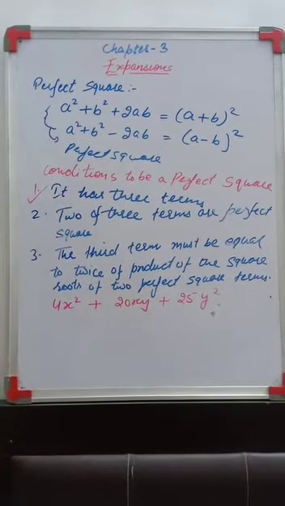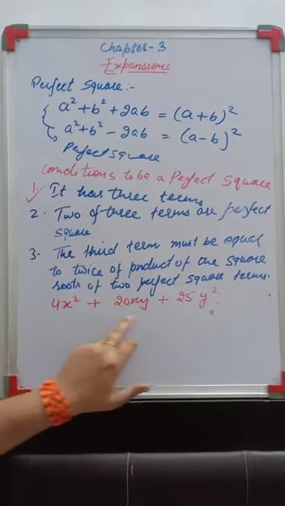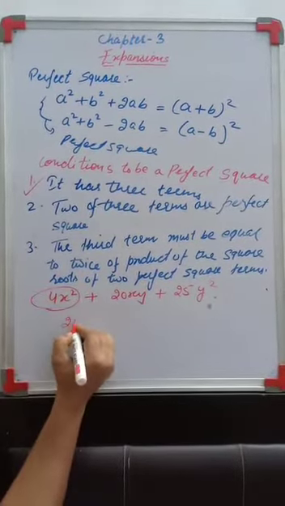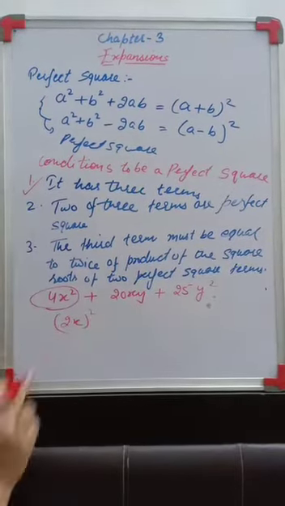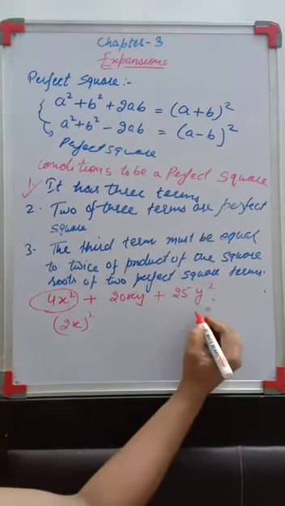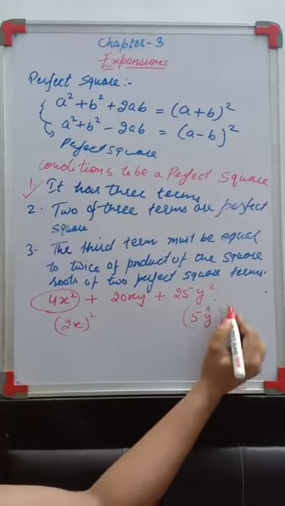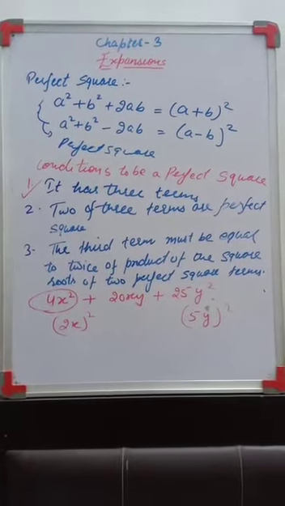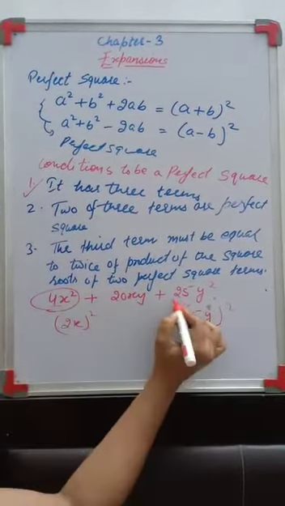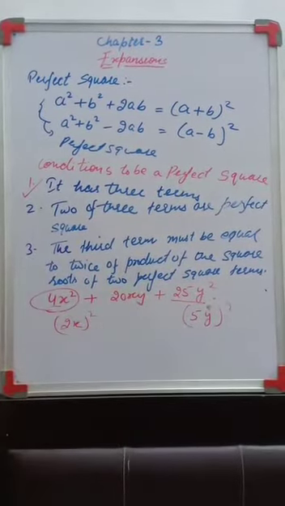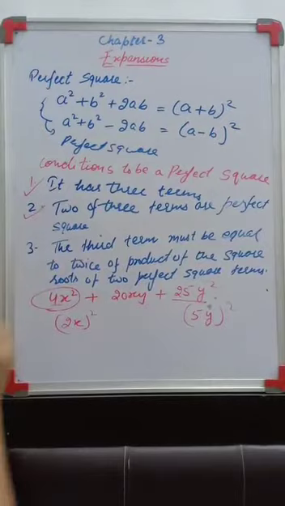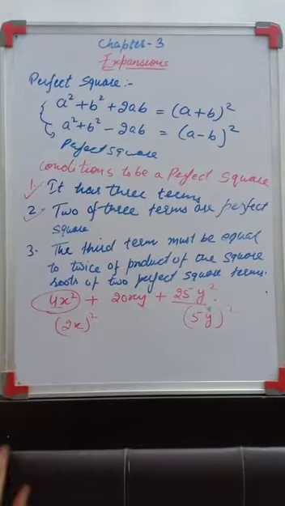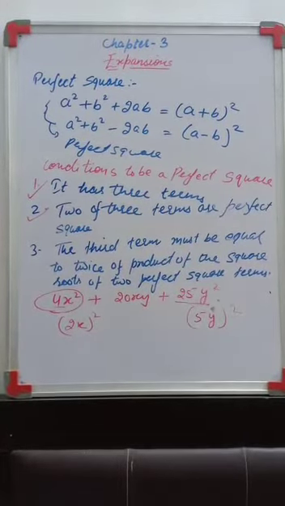Now come to the second condition. The second condition is that out of these three terms, two must be perfect squares. Let's check it. 4x square, can I write it as (2x) whole square? That means 4x square is a perfect square. Now check this one, 25y square can be written as (5y) whole square. That means here two terms, 4x square and 25y square, both are perfect squares. So my second condition is satisfied.